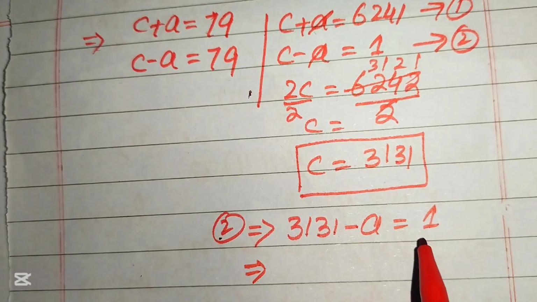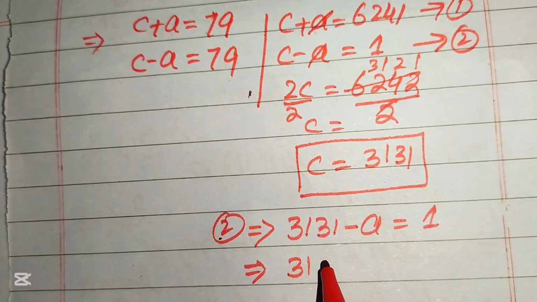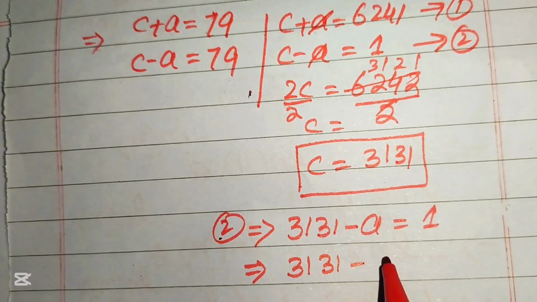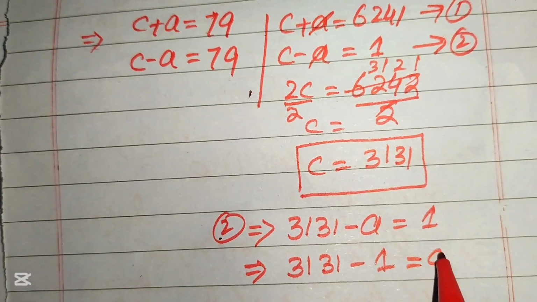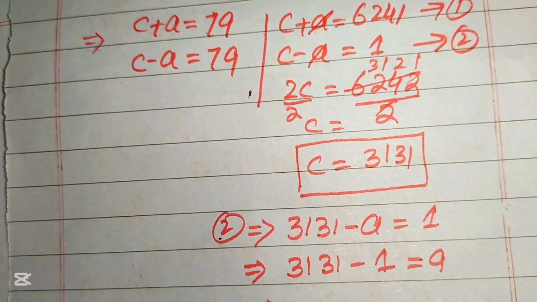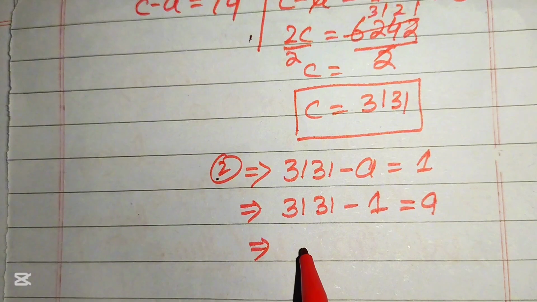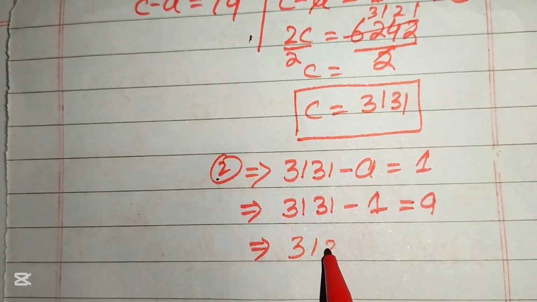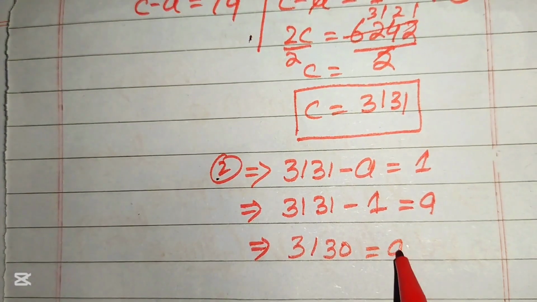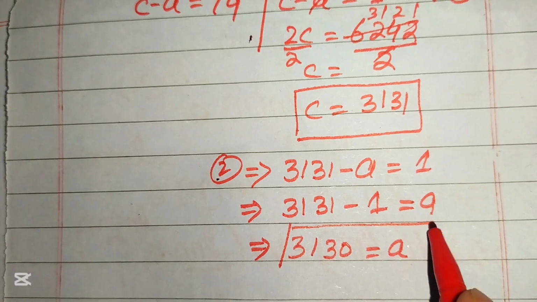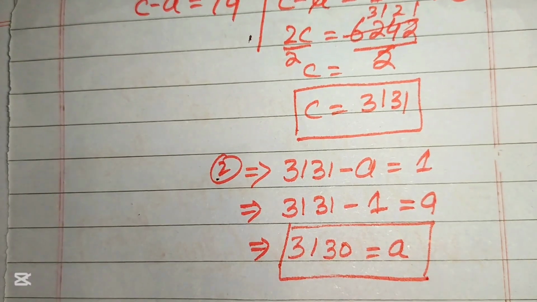And here we move this minus a to the right hand side and 1 to the left hand side, and it will be written as 3131 minus 1 equals to a. So you will obtain here the value of a is equals to 3130 is equals to a only. So this is the value of a.